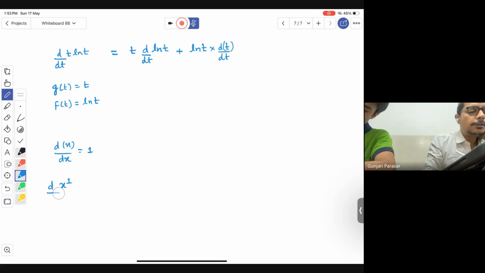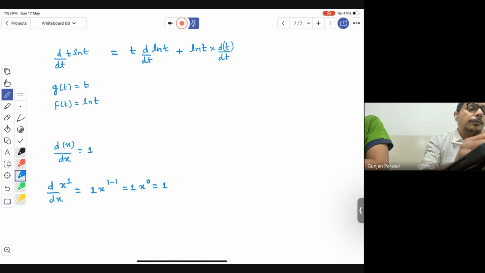I have to find the differentiation of what? x power 1. So 1 into x power, look here, the x power n formula. 1 into x power 1 minus 1. So that will be 1 into x power 0. That will be 1. Clear, no?